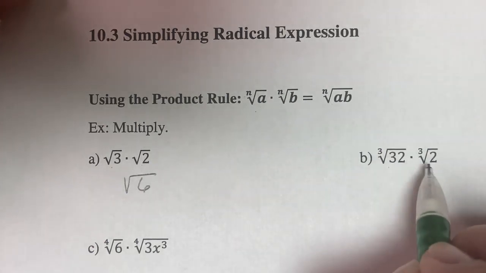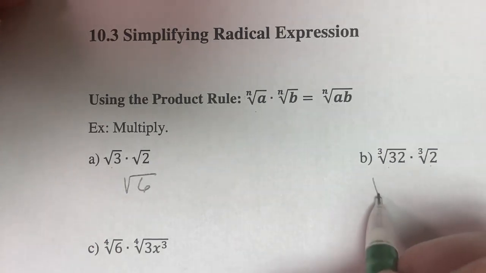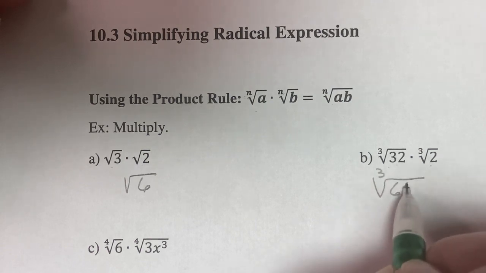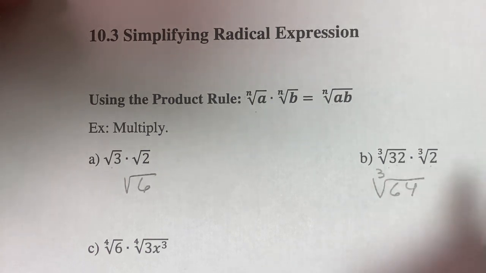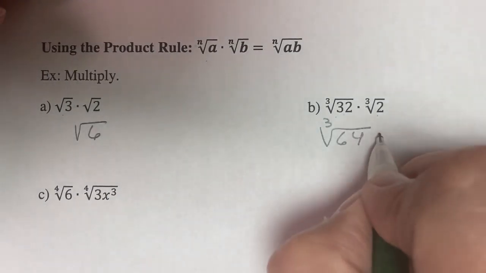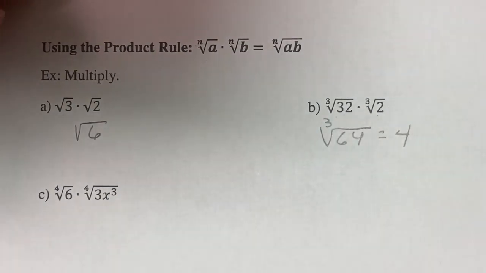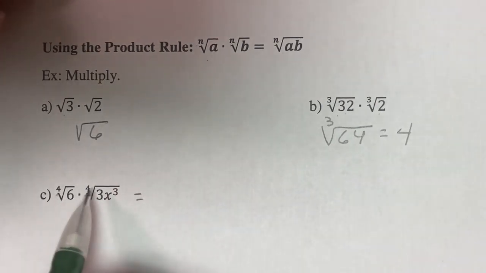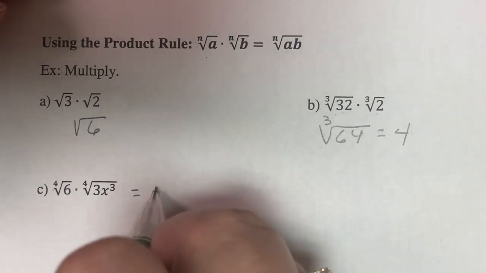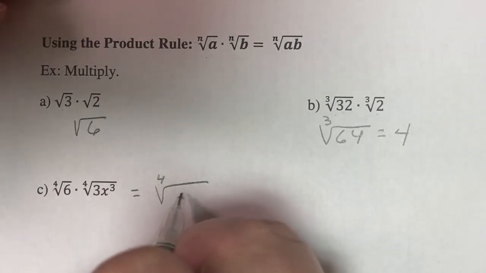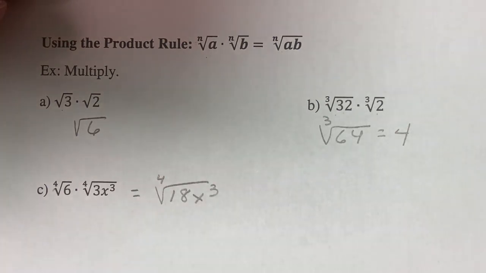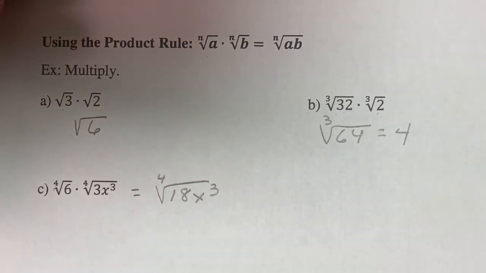The cube root of 32 times the cube root of 2 would be the cube root of 32 times 2, which is 64. But wait, that can simplify because we know the cube root of 64 is 4. I can multiply these because the indices are the same. This would be the fourth root of 6 times 3 is 18x cubed. So you can multiply them.